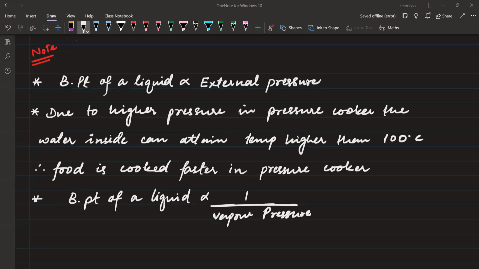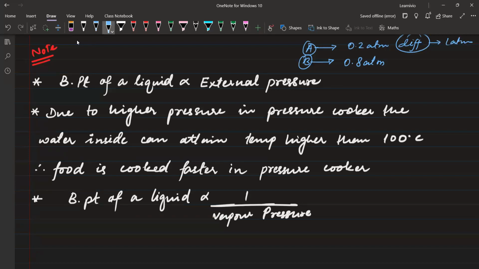Yeah, sure. For example, if you have a liquid A, its vapor pressure at 25 degrees Celsius is 0.2 atm. And we have liquid B, its vapor pressure at 25 degrees Celsius is 0.8 atm. Now, when you heat it, as you heat, the vapor pressure will start to increase. So it will be much more difficult to get this 0.2 atm to 1 atm, and 0.8 atm to 1 atm will be easy. That makes sense? Yes or no?